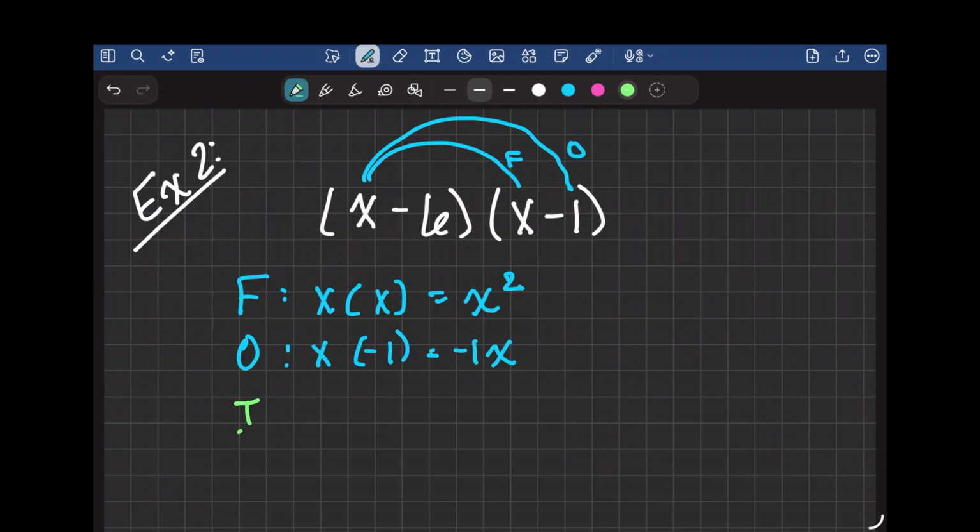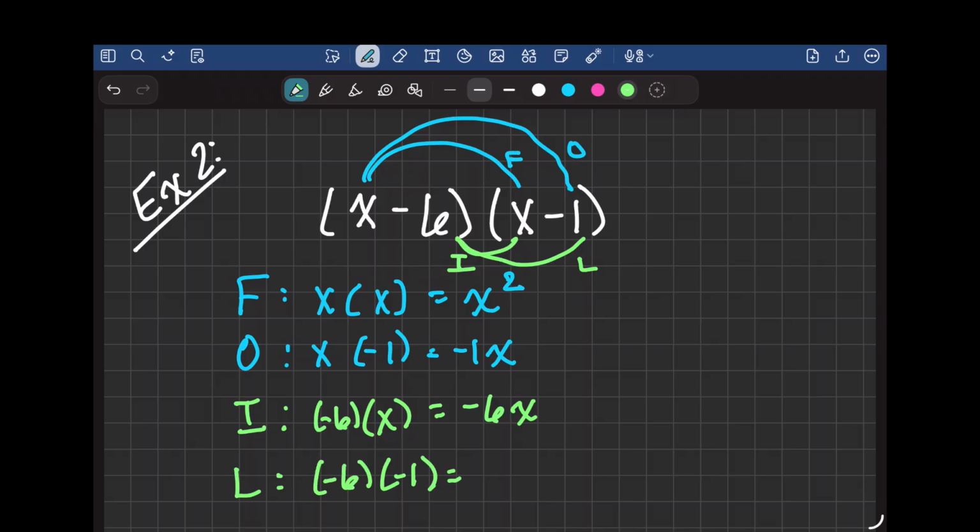Going to my I, we're looking at my inside terms. So those are the middle ones. So I'm going to multiply negative 6 times x. So negative 6 times x is a negative 6x. And then looking at my last terms here, we have negative 6 times negative 1. Okay, and this would give me a positive 6.